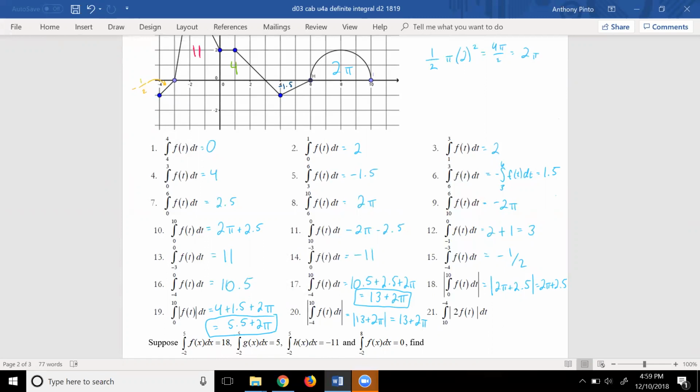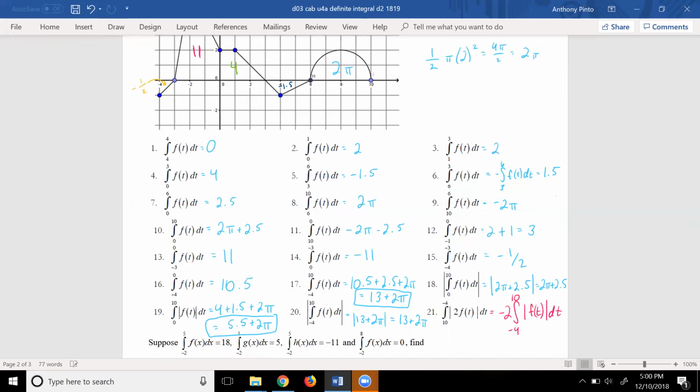And then last but not least, this one is 10 to negative 4 of the absolute value of 2 times f of t dt. All right, this is an interesting one. We can rewrite this in a different color so it stands out. We can take this 2 out. I'm going to put the negative out here, and then I'm going to switch this so that negative 4 is on the bottom and 10 is on top. So remember, I switched my left and right boundaries, and that makes the integral negative. And this is now the absolute value of f of t dt.